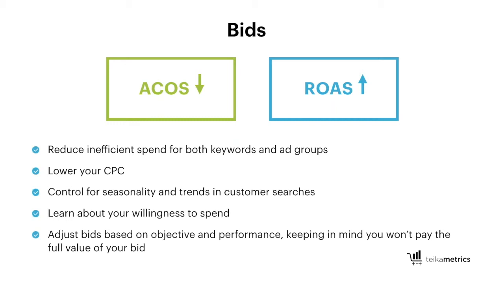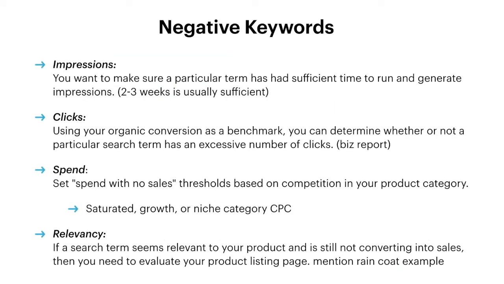Yes, I would say these bid suggestions are a good starting place, but you don't want to stay there. You want to move up or down based on how you're performing and whether or not that's a sustainable amount of spend for you. Great. So the next lever that you can pull is going to be negative keywords. Negative keywords are huge. They can be intimidating to a lot of people.